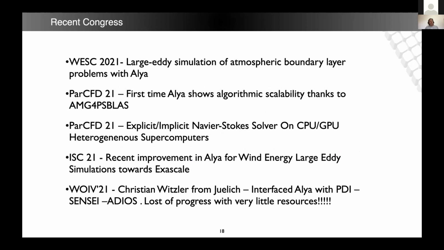So we have presented this in several congresses this summer. The WESC Congress, this is on wind energy. In the ParCFD, we had 2 presentations, one on the solvers given by me and one by Guillermo on this co-execution approach. We will also be presenting at the ISC 21, where I am hosting a mini symposium, where also people from the Water Scientific Challenge will be presenting. And finally, Christian will be presenting this work on in situ visualization that he presented here before.